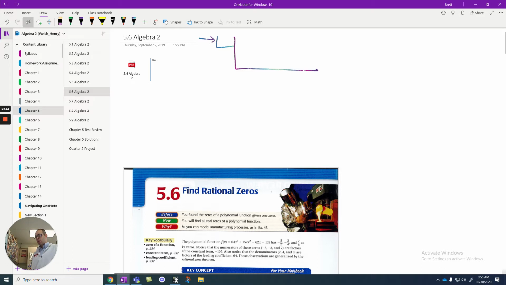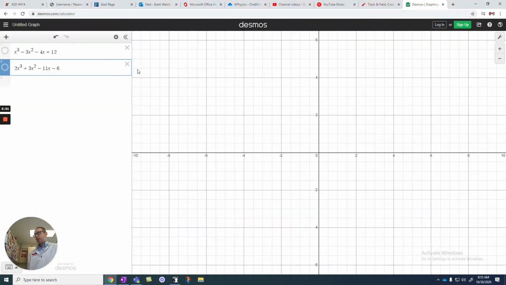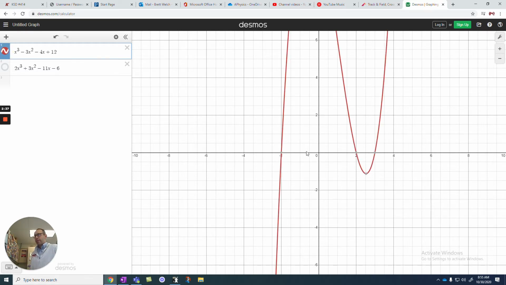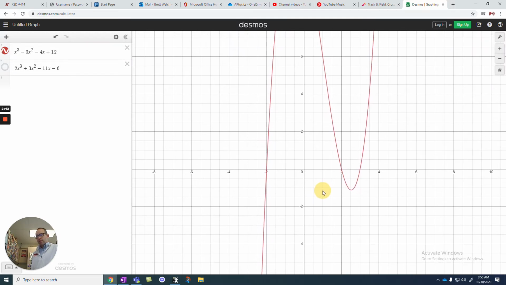So I'm just going to go to Desmos, and I've already got it typed in. We're going to graph one of these example problems. Okay, so we're going to look at this top one up here. X cubed minus 3x squared minus 4x plus 12. If I were to graph it, I type that in the y equals of a TI-84 calculator or use Desmos, and I graph it, this is what I see.